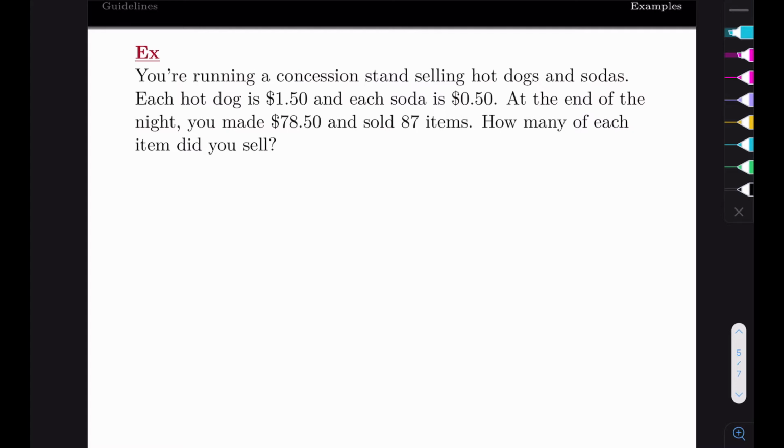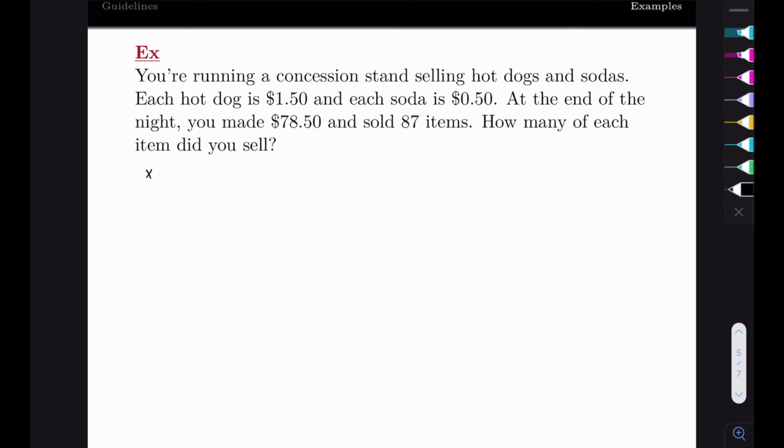Let's try another example. We are running a concession stand that's selling hot dogs and sodas. Each hot dog is $1.50 and each soda is 50 cents. At the end of the night, in total, we made $78.50 and we sold 87 items. We want to figure out how many of each item did we sell. So again, I have two unknowns. The first unknown is my number of hot dogs, and my second unknown is the number of sodas.